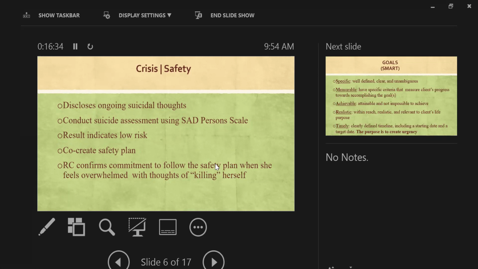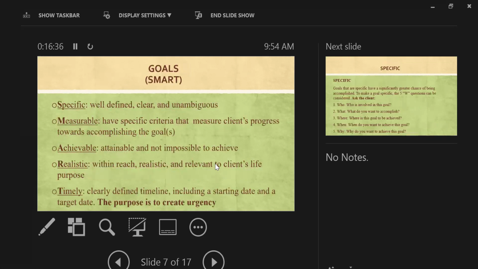Okay. SMART goals. I'll go over this a little bit. I'll take a little bit of a break, and then, this piece is quite large.